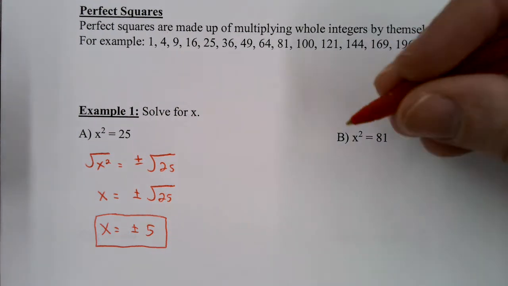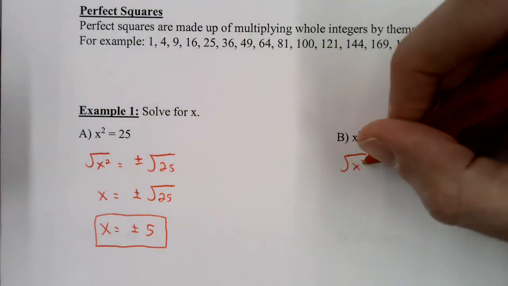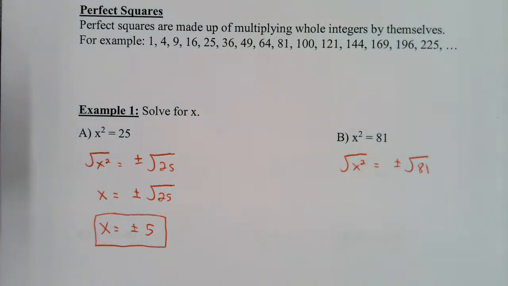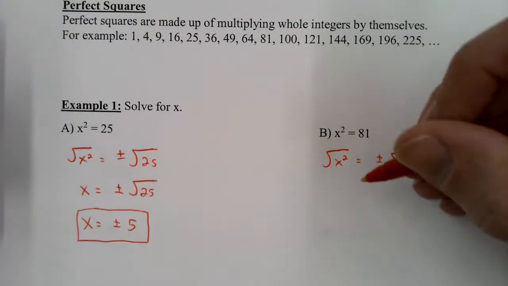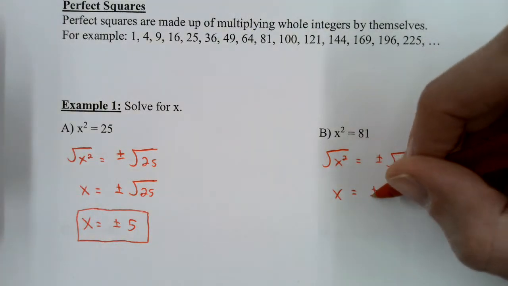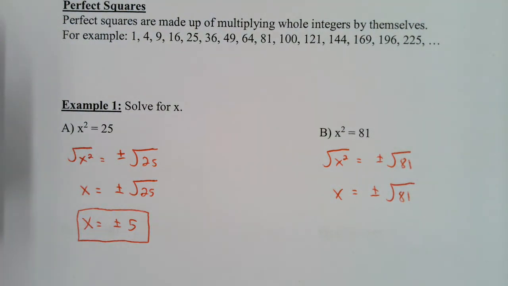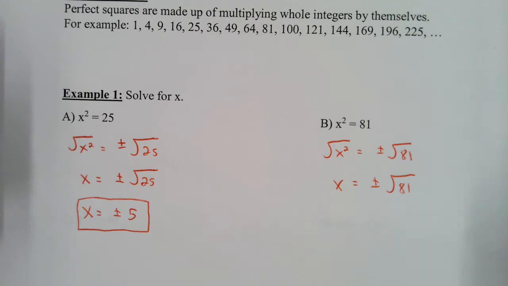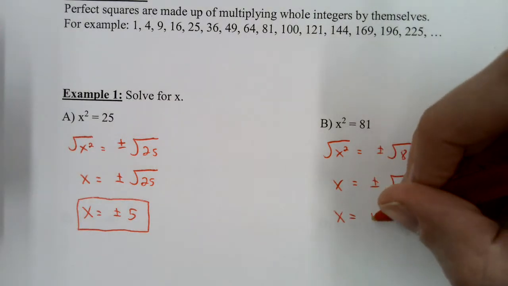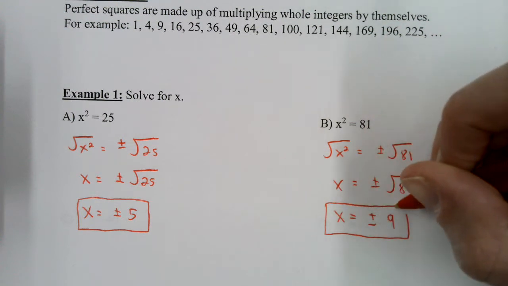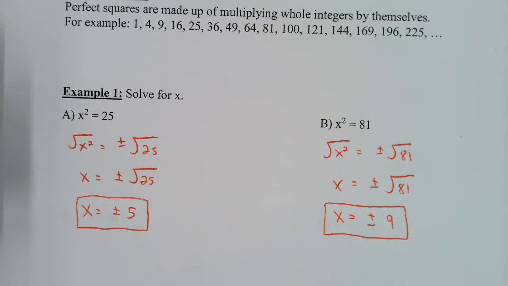Okay, 1b, same thing. Take the square root of each side first. Square root of x squared equals positive and negative square root of 81. The square root of x squared is just x. So it's x equals positive and negative square root of 81. And then you want to simplify the square root of 81. 81 is a perfect square, so when you take the square root of it, you just get 9. So x equals positive and negative 9. This problem has two real solutions, positive 9 and negative 9.